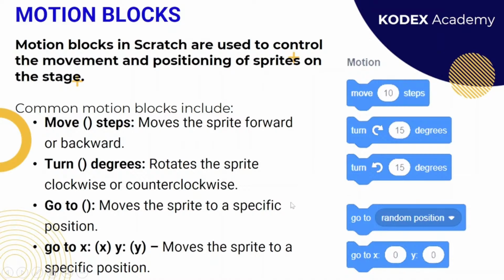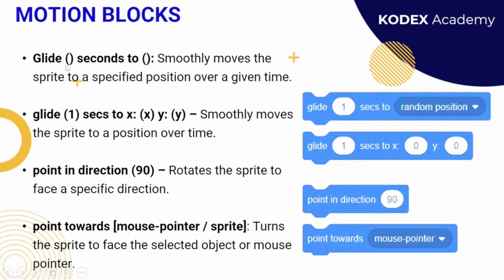Now we'll discuss the next blocks which are available in the motion blocks. Here there are some more blocks like glide, in brackets, seconds to this. It means whenever you want to move your sprite smoothly, like gliding on the surface of the sprite area. You can set the specified position with a particular time period, like for 1 second or for many seconds. You can choose the random position, and you can also choose the mouse pointer. Whenever you click the flag, you will see your sprite glide on the screen.